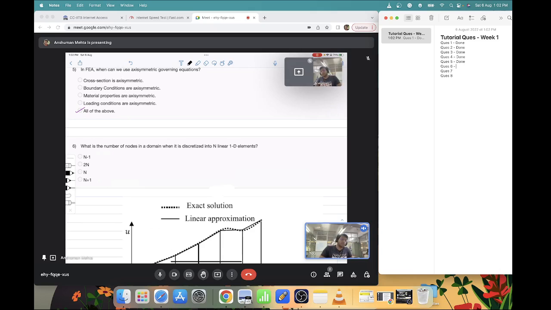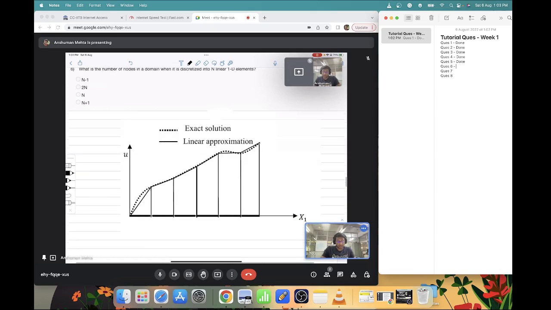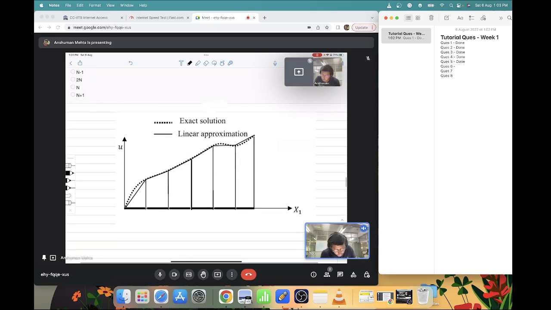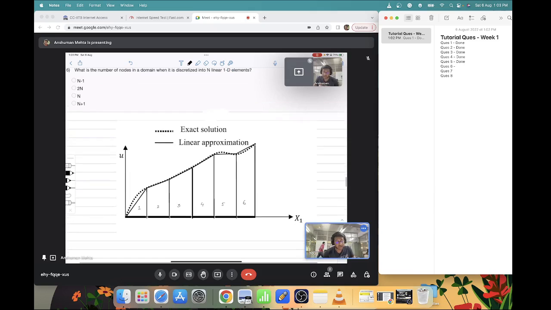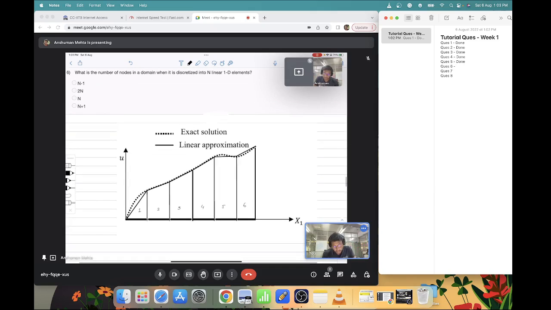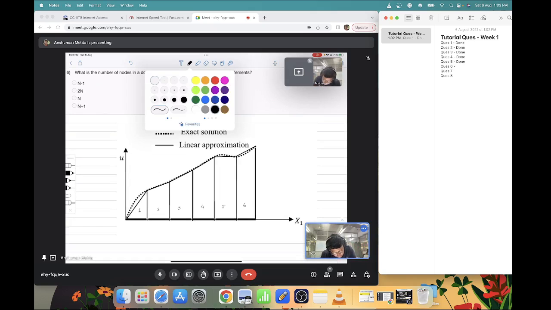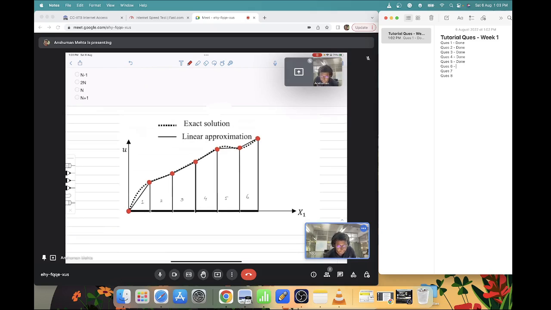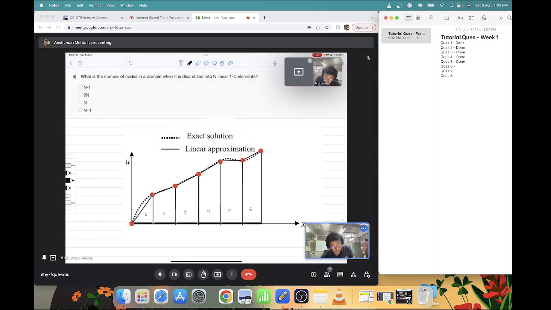What is the number of nodes of the domain when it is discretized into n linear 1D elements? So this is the same case which was mentioned in the first question. So we have the exact solution as a dotted line, and we are approximating using linear elements, and let's count out how many. So there are 1, 2, 3, so 6 divisions, so 6 discretizations, and how many nodes are there? Let's calculate that. So 1, 2, 3, 4, 5, 6, 7. So if there are 6 discretizations, then 7 nodes are there. So this gives us the solution of n plus 1.